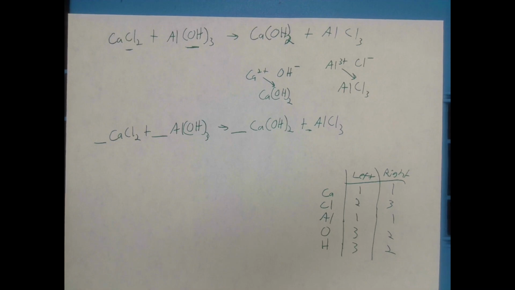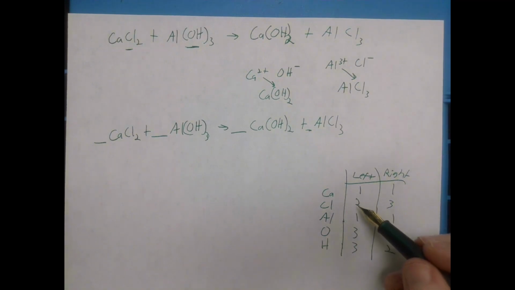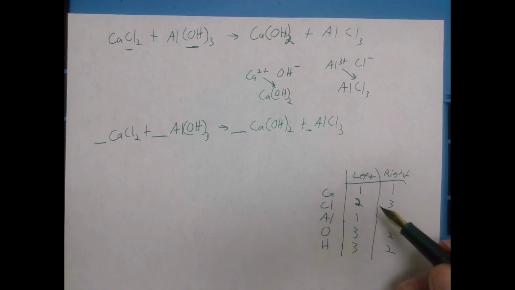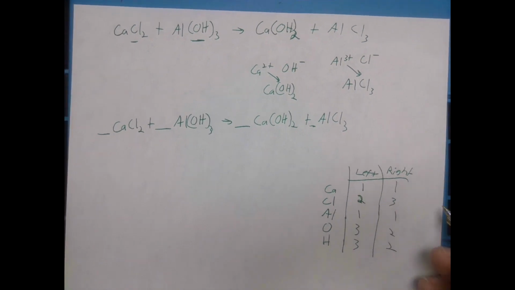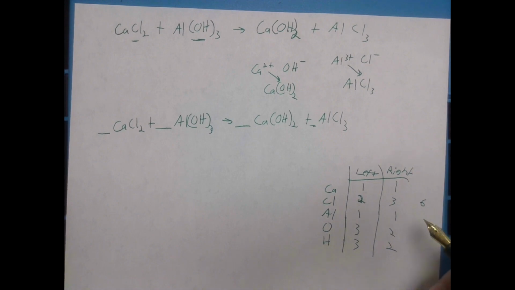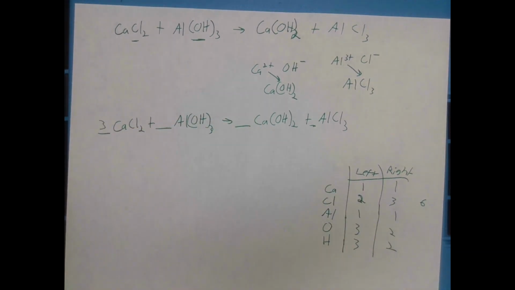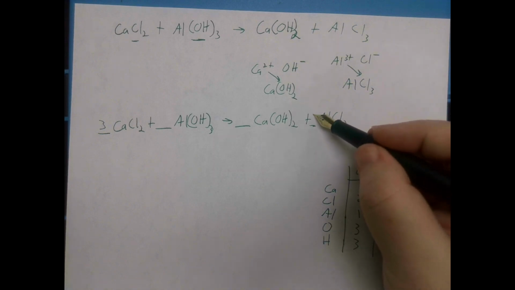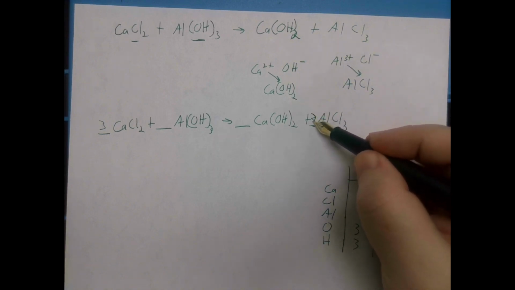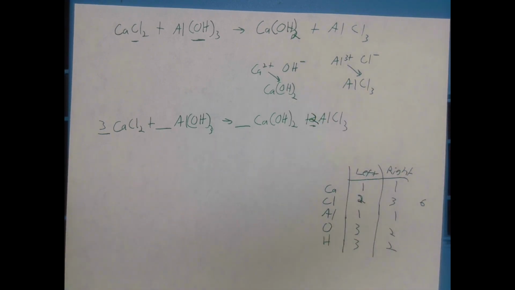I usually will start with the simplest. So calcium and aluminum we don't need to worry about right now. Chlorine is the simplest. So what least common multiple do they have in common? It'll be 6. So 2 times 3 gives me 6, and 2 times 3 gives me 6. And then basically I restart.